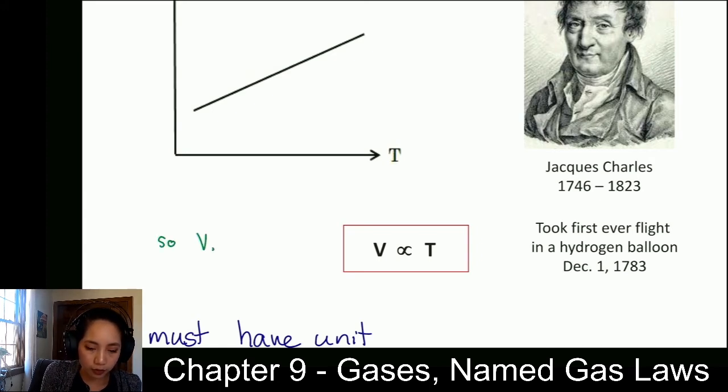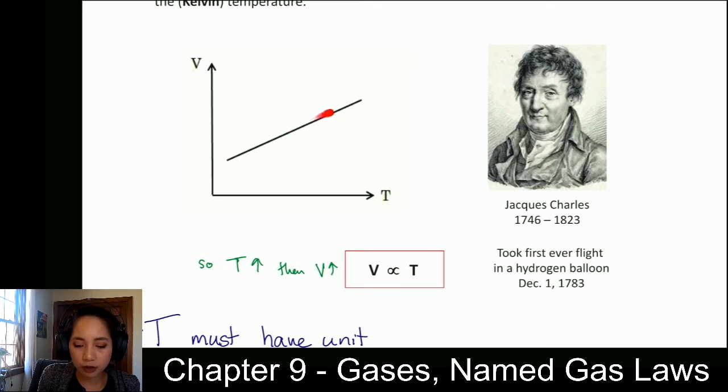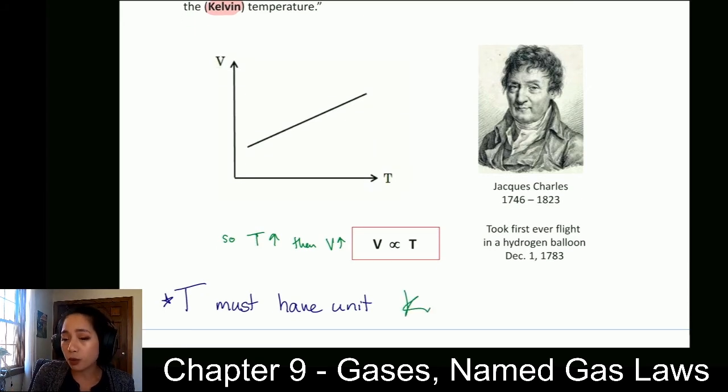So if temperature goes up, then volume also must go up, and the opposite. If temperature goes down, then volume goes down. And so you see that relationship here in this graph, that they're increasing together. But the important thing to note here is when we're making this relationship and doing calculations, temperature must have the unit of Kelvin. That is the only way for calculations to work. I mean, we can conceptually say volume and temperature increase together, but in calculations, temperature must be in the unit of Kelvin in order for everything to work out. So let's just keep that in mind.